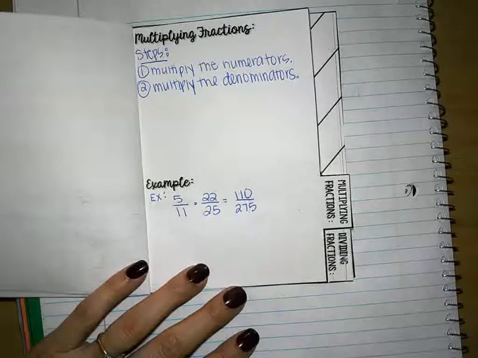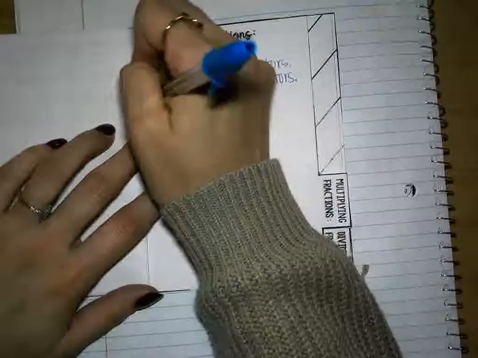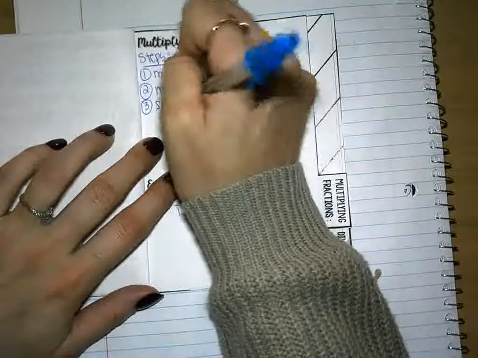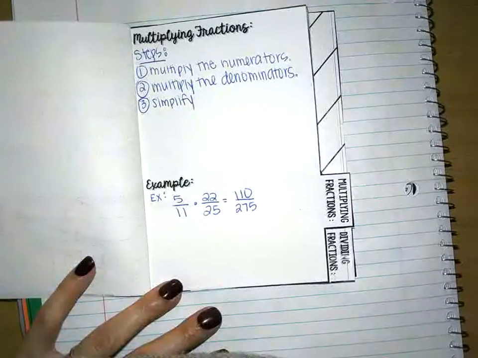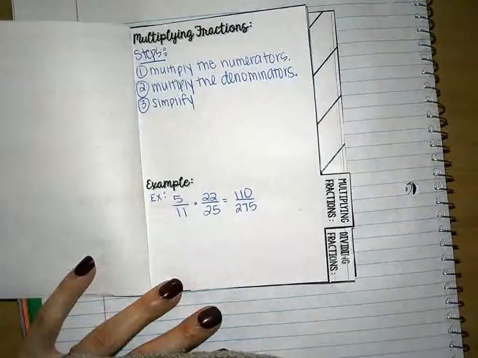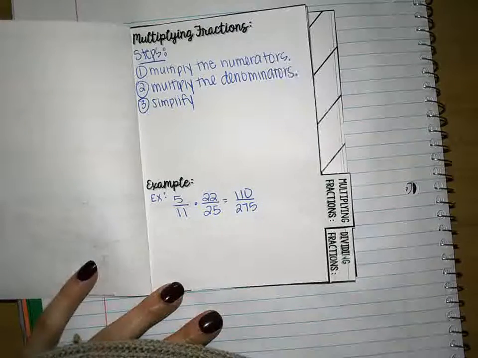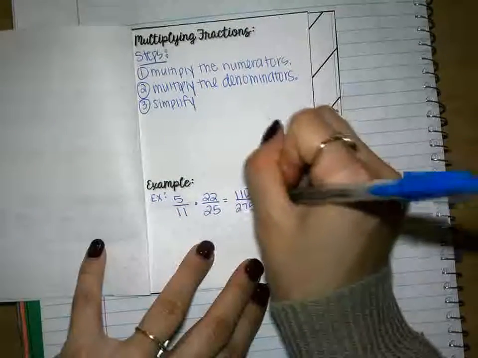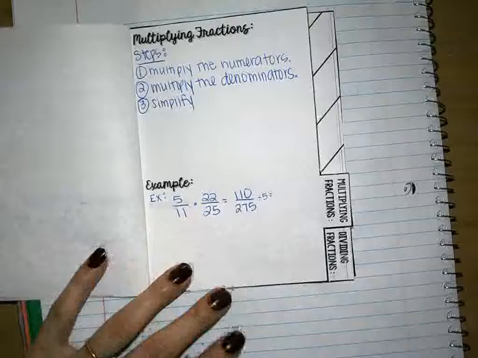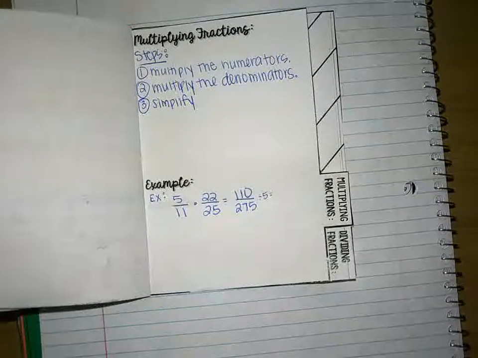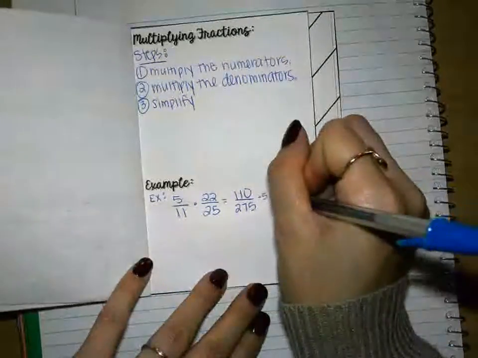Now what do you think my third step's going to be? Simplify. I have a fraction, so my step's going to be to simplify. So step 3, simplify. So 110 and 275. What can I divide out of 110 and out of 275? I can divide out a 5. So everyone do 110 divided by 5 and 275 divided by 5.